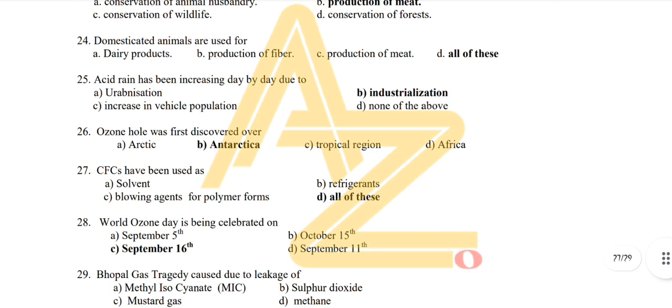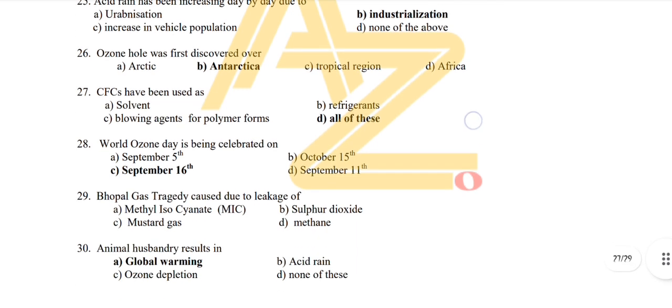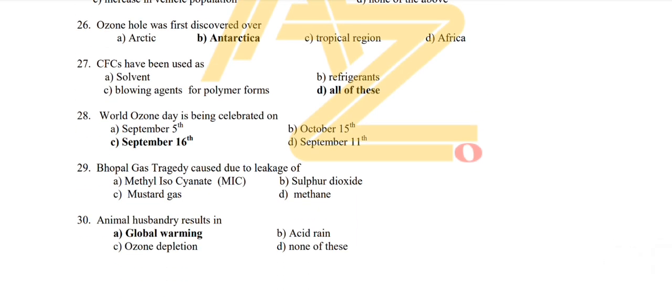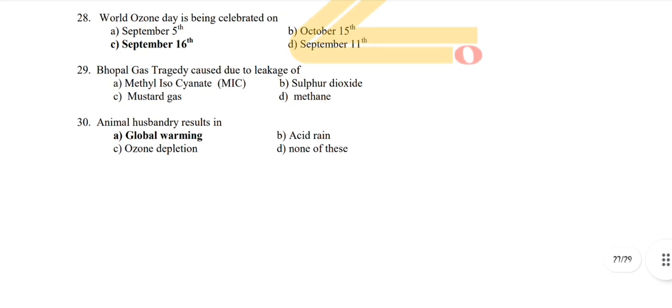25th question, acid rain has been increasing day by day due to industrialization. 26th question, the ozone hole was first discovered over Antarctica. 27th question, CFCs have been used in all the above: fragrance, solvents, blowing agents for polymer foams. 28th question, World Ozone Day is celebrated on September 16th.